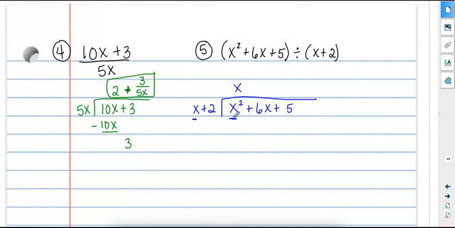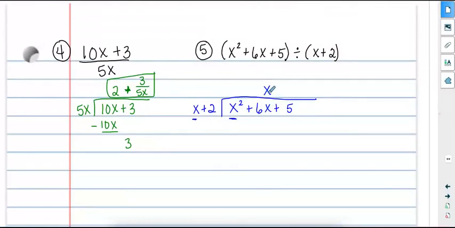But instead of putting it directly above the x squared, since there's 2 terms, we're going to have to actually move it above the second term here. So we're going to put it above the 6. So let's do that. So x goes above the 6x.